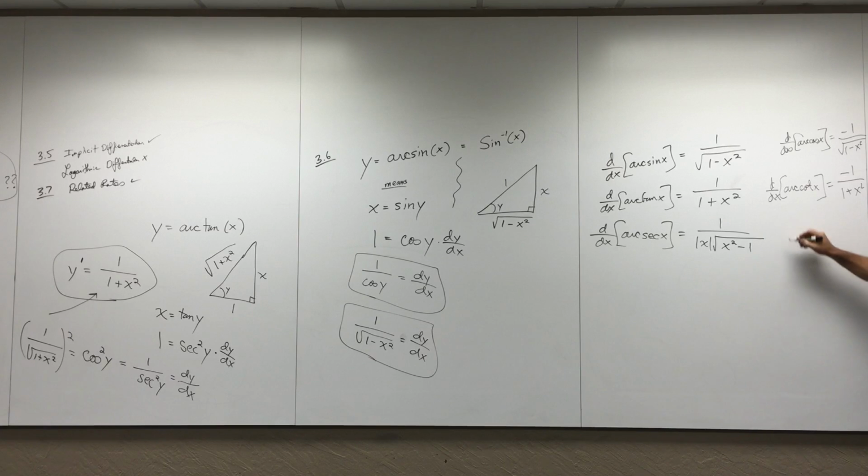What about this arc cosecant? Yeah, same thing, except it's negative. Negative 1 over the absolute value of x, square root of x squared minus 1. Wow.